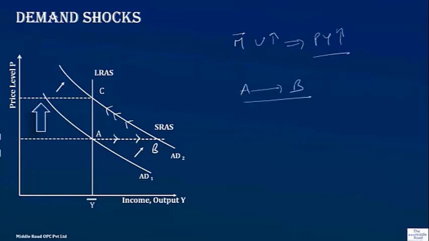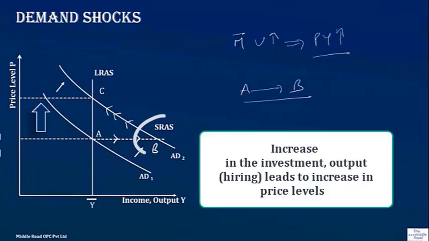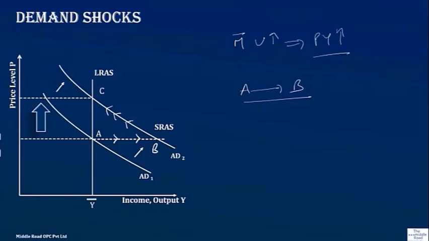This is an expansion phase. Now at point B, the output is more than the natural output. There will be more recruitment of people, more investment. This ultimately leads to an increase in the price levels. An increase in the price levels would actually shoot up the wages of the employees. The economy goes back to point C. Increase in the price level, which is why Y is constant.